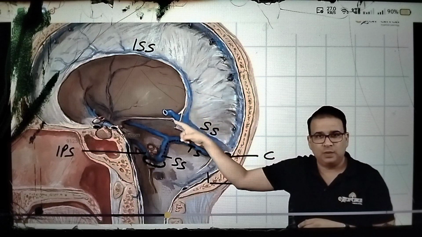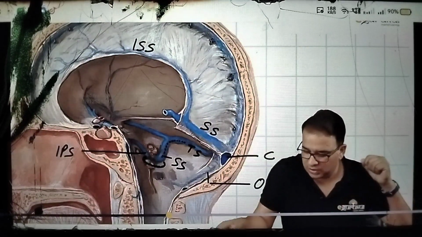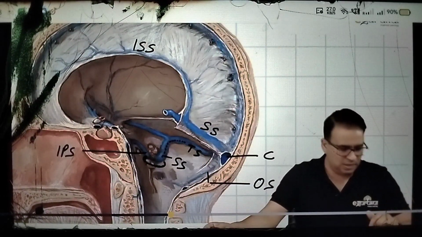it is away from the bone of course, and one is a straight sinus. Inferior sagittal sinus and straight sinus are present only in the meningeal layer of dura mater. They are present only in the meningeal layer of the dura mater. So please note that inferior sagittal sinus and straight sinus are present only in the meningeal layer of dura.